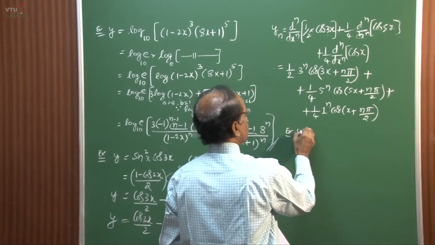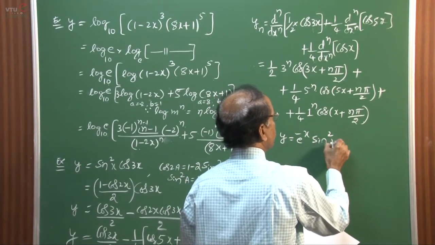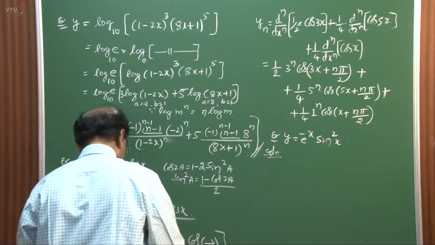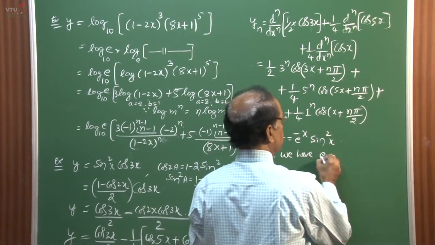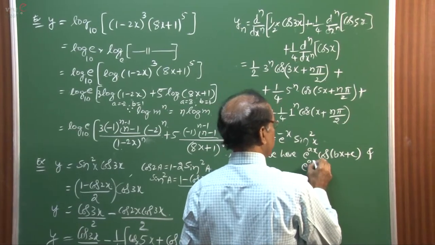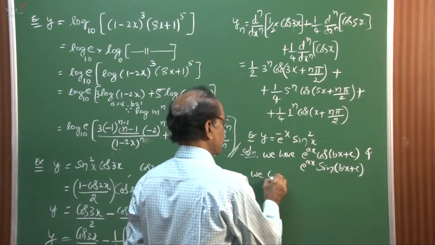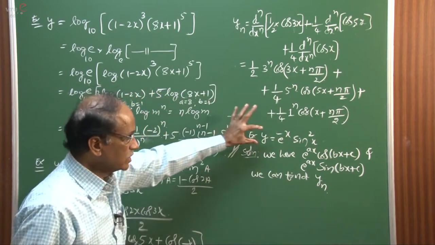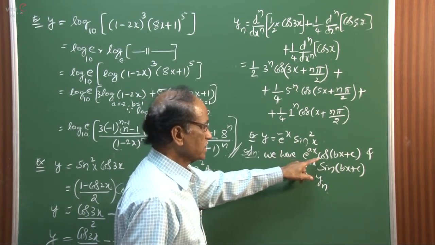Next problem is like this: y is equal to e to the power minus x into sin square x. We know the formula for product of exponential and trigonometric function: we have e to the power ax cos of bx plus c and e to the power ax sin of bx plus c. We can find nth order derivative, we can find yn for these functions. Now, when you compare with these, we do not know whether it will be converted to either sin or cos.